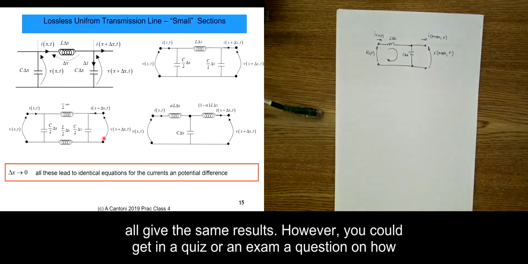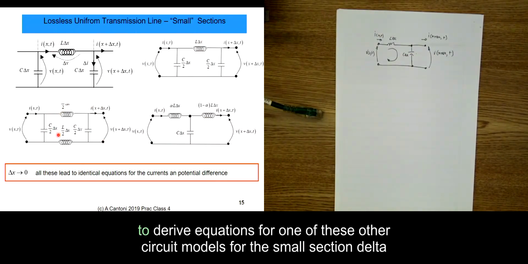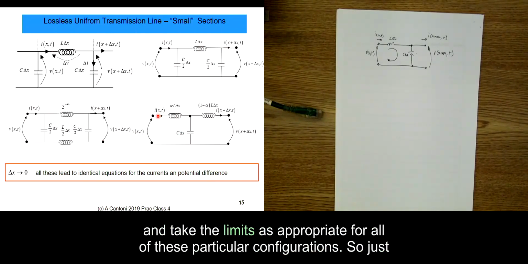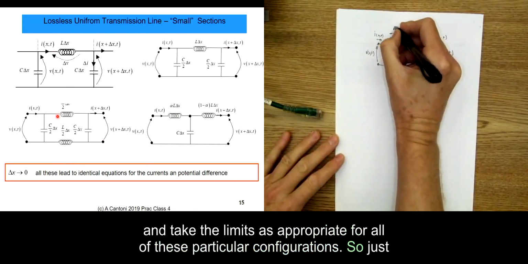However, you could get a question in a quiz or an exam on how to derive equations for one of these other circuit models for the small section delta x. So it's good practice to make sure that you can derive all the equations necessary and take the limits as appropriate for all of these particular configurations. Okay, so just keep that in mind.